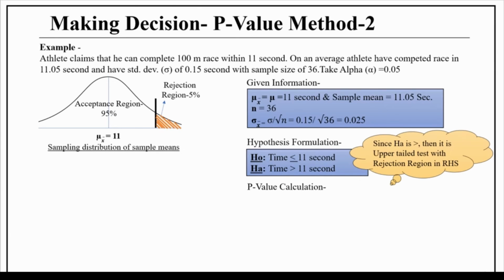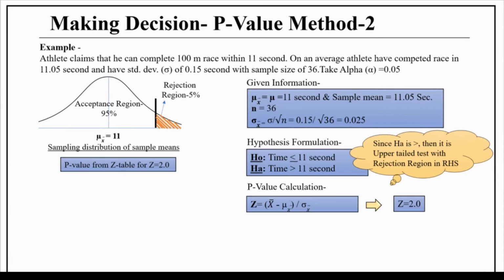Now let's calculate the p-value. To calculate it, we will use the standardized normal variable formula, that is, sample mean minus hypothesized mean divided by standard error. Here the sample mean is 11.05 seconds, the mean is 11 seconds, and the standard error is 0.025 seconds. After putting the values in the equation, we get z equal to 2.